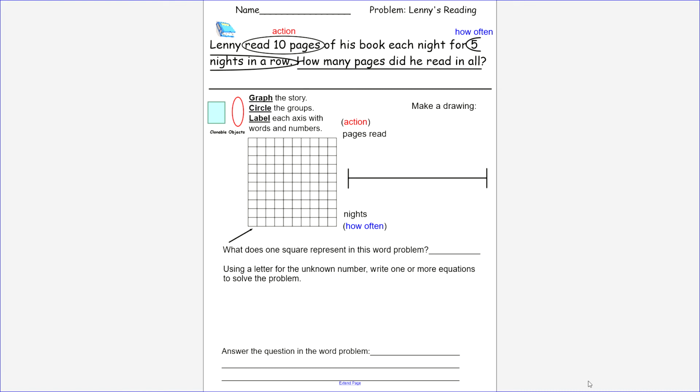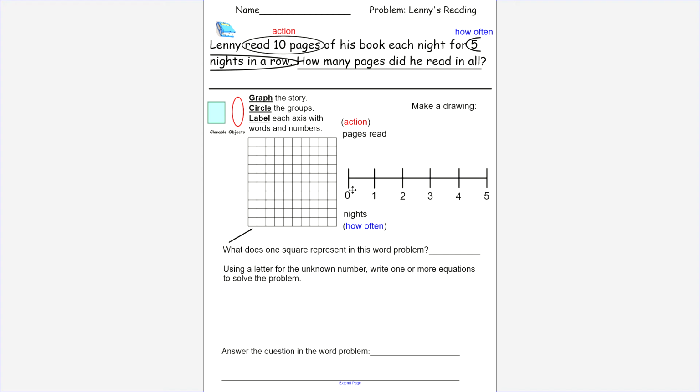We're going to start by putting the time on this number line. How many nights did Lenny read for? Oh, that's right, he read for 5 nights. So I will start at 0 on my number line and show all 5 nights. Here you can see 0 nights, 1 night, 2 nights, 3 nights, 4 nights, and 5 nights. The story problem says he did it for 5 nights. So my number line goes from 0 nights to 5 nights.